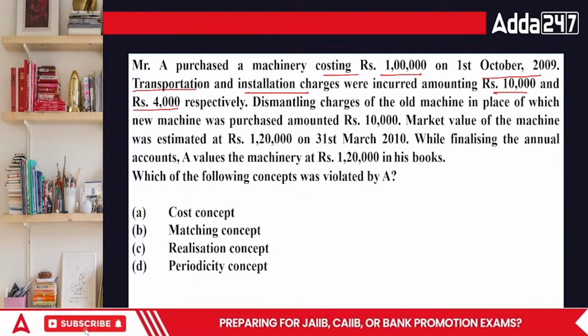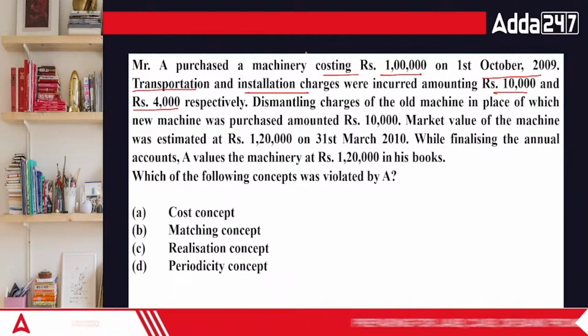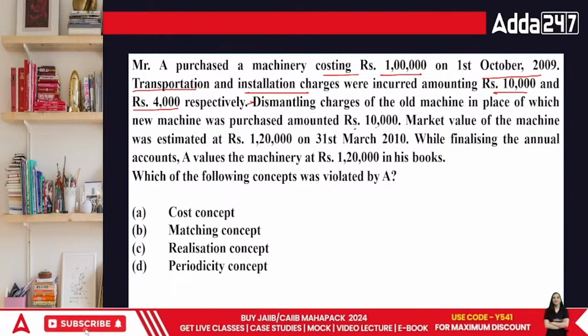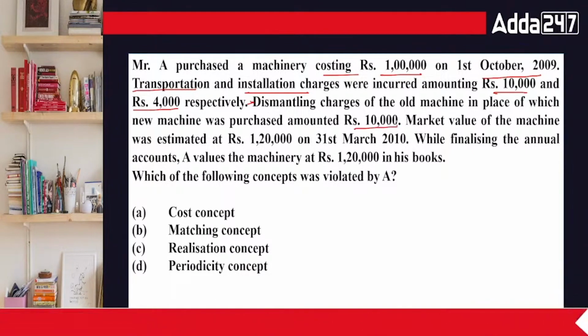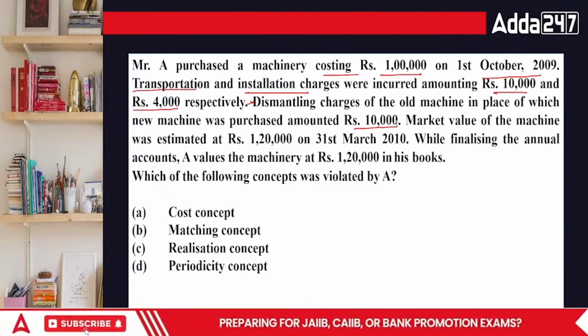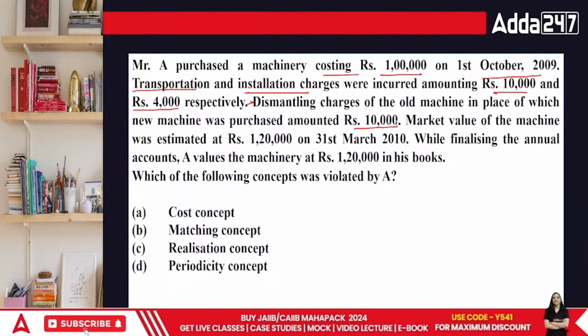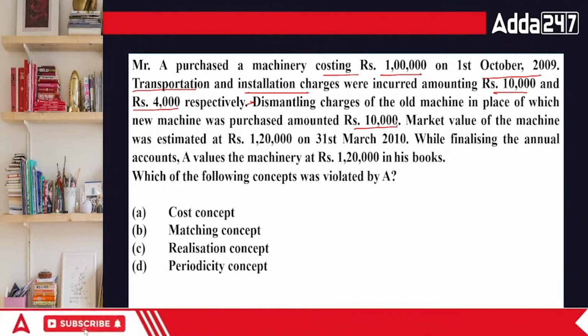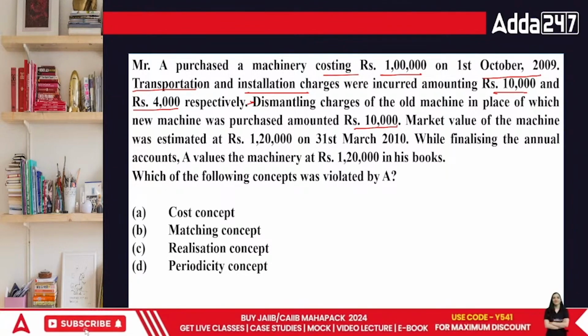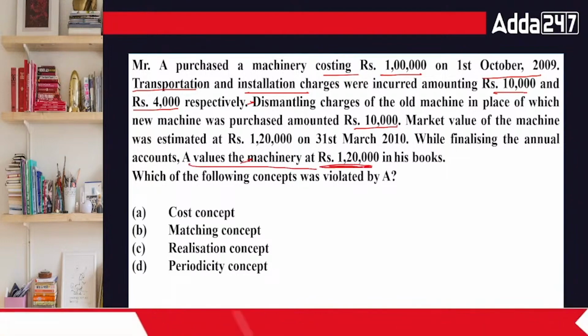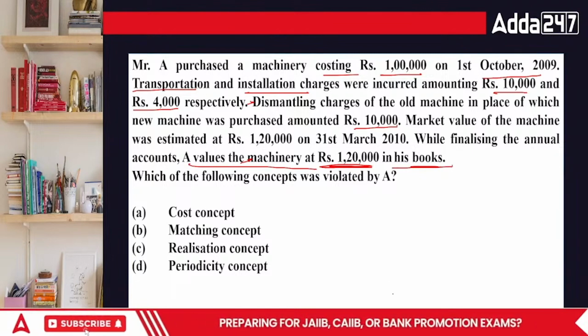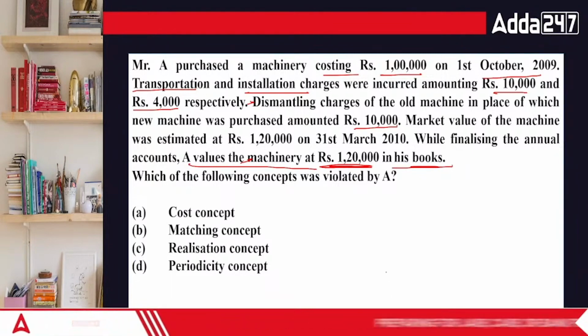Then we have dismantling of the old machine for rupees 10,000. Without dismantling the old machine, of course, I cannot put the new machine, right? Then the market value of the machine was estimated to be 1,20,000 on 1st March. That means if I buy a new machine, it would be 1,20,000. While finalizing the books of accounts, A values the machinery at 1,20,000 in his accounts. Why should it be recorded at the market value?